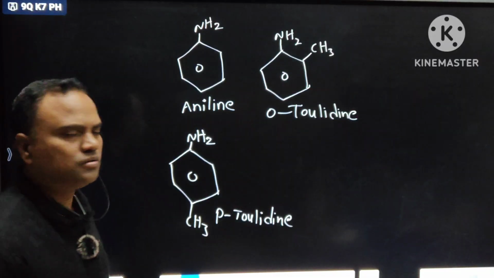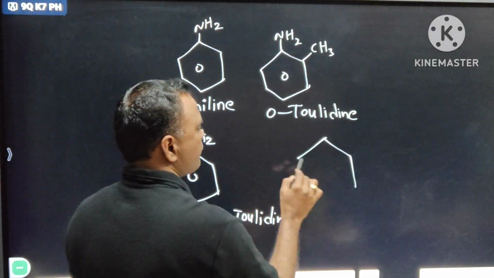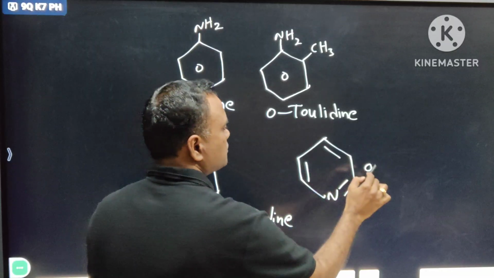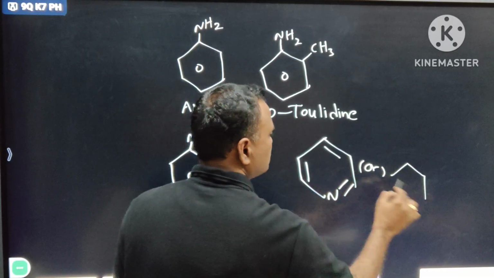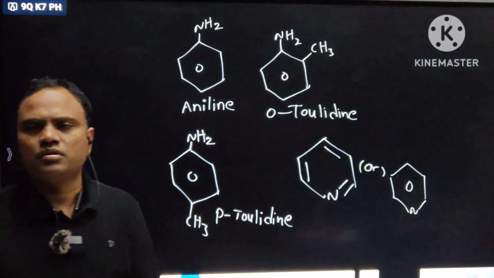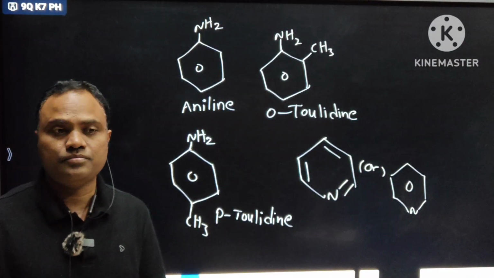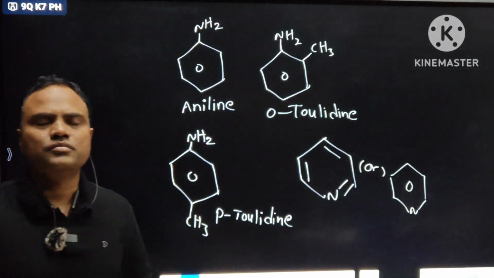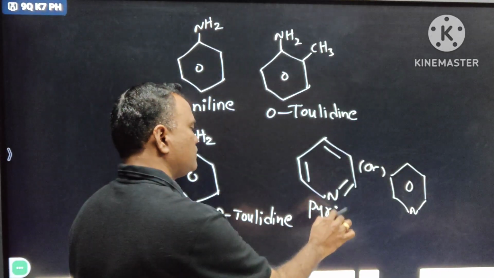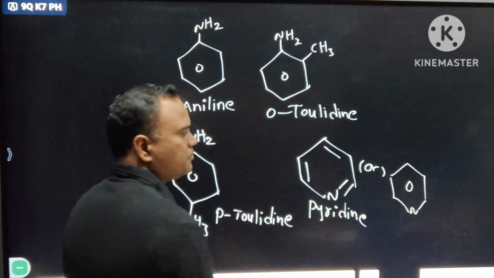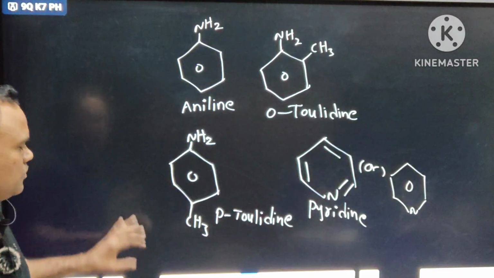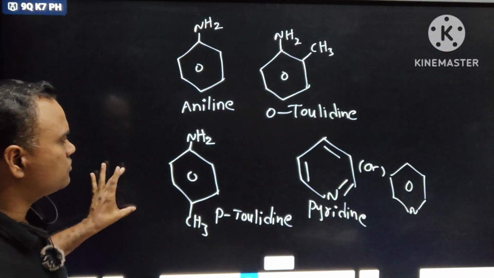And one special case we have. Can you guess its name? It is also represented like this. A simple ring. It is also important. Any idea? Pyridine. Very important, pyridine. And note down another. All these are aromatic. That's why I am giving them to you.